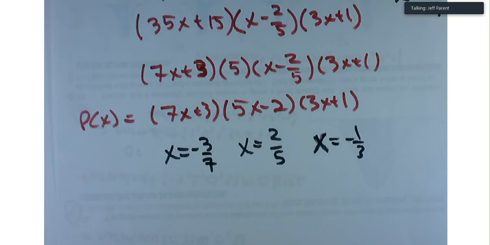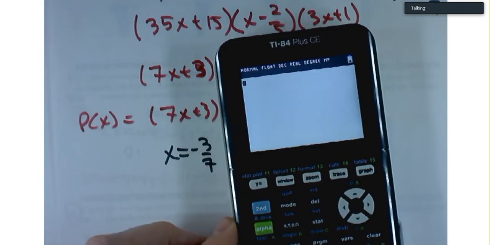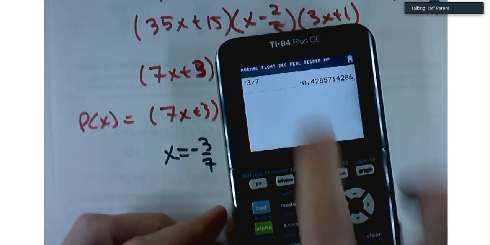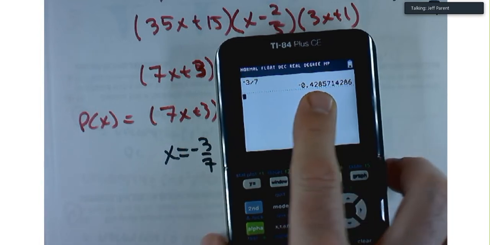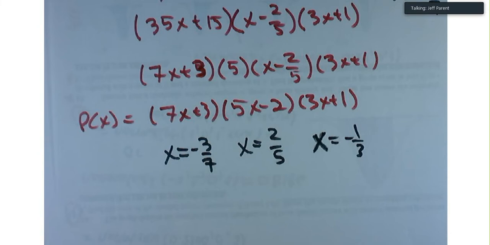Let's just take out a calculator real quick and get a decimal value for negative 3 over 7. So negative 3 divided by 7, negative 0.4286 maybe. Let's compare that to what we see on Desmos.